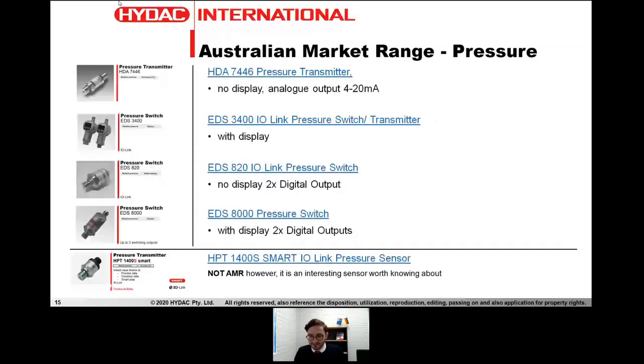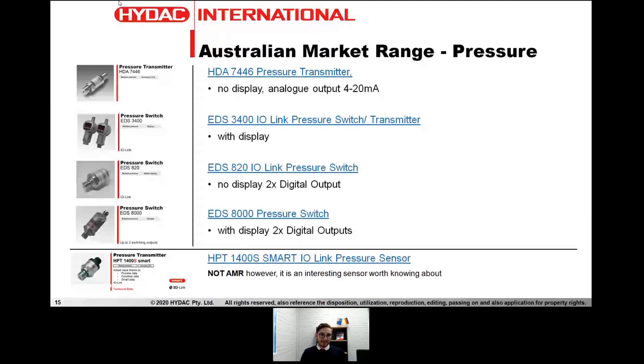Now I'd like to bring you to our Australian market range of pressure sensors. This is the range of sensors that we will carry. We have a huge and extensive range of pressure sensors, but to simplify and narrow down, to make it easier for our customers to select sensors, this is the range that we will generally be keeping in stock, and I'll go over them one by one.